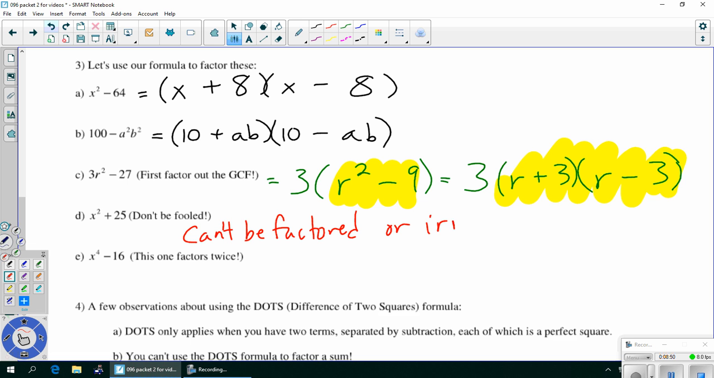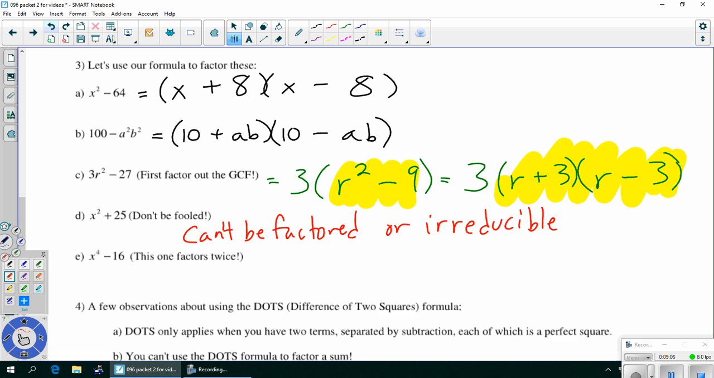Last class we saw a very fancy word, irreducible. Your book uses the word prime. I don't really like that. I think prime applies to numbers, not polynomials. But if you put prime, I'll give you full credit. But "can't be factored" or "irreducible" is my preference.